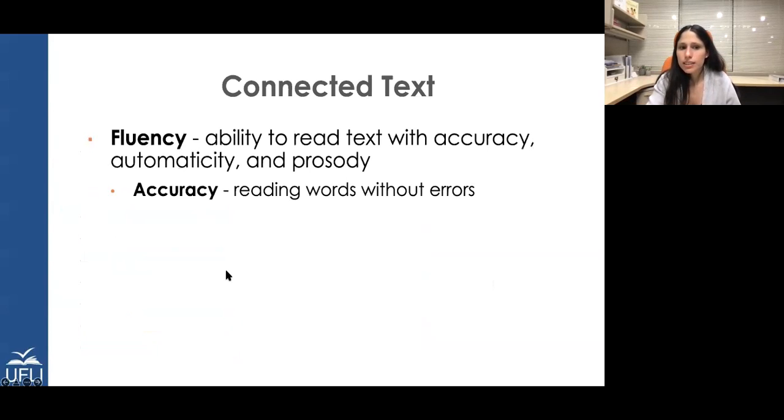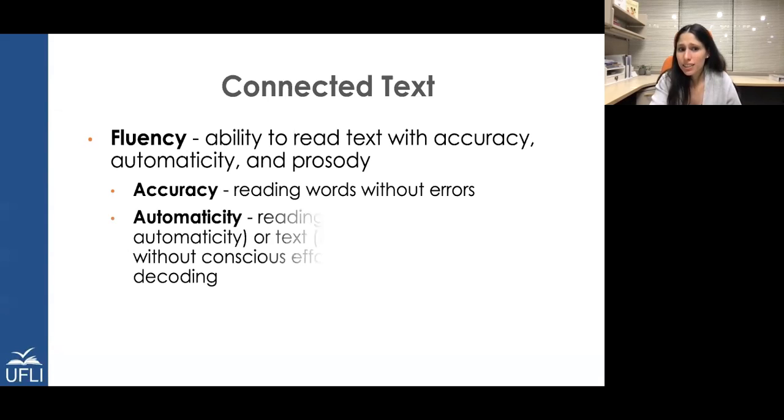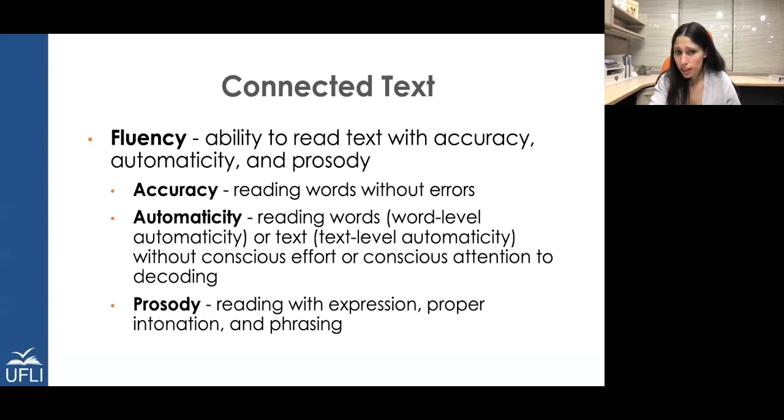When reading connected text, of course, it's important to think about fluency. So when we think about fluency, we want to make sure that we're focusing on accuracy, automaticity, and prosody. Accuracy is being able to read without errors. Automaticity can happen both at the word level, so being automatic reading individual words, but also becoming automatic, or gaining automaticity, at the text level, which is what somebody just wrote on the screen.